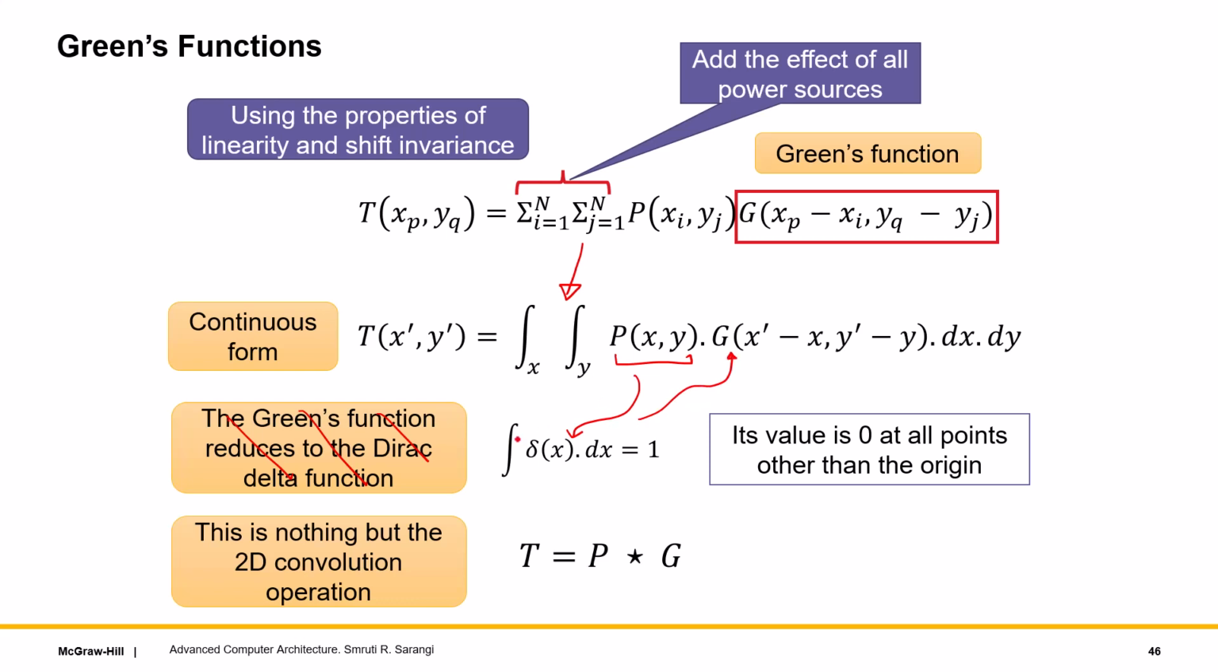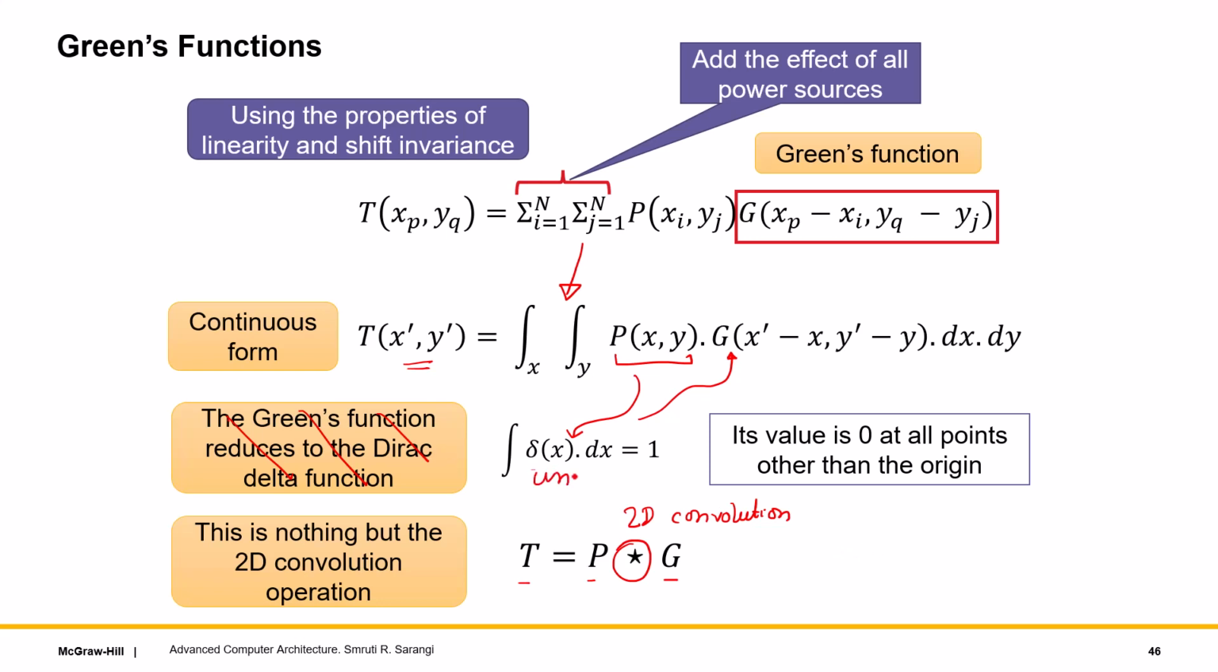So this is the Green's function. This equation over here can be replaced as T is equal to P convolved with G. This is a 2D convolution, a convolution operator, where P is the power profile, which is defined as what we just discussed. And the Green's function is defined as the temperature profile corresponding to a unit impulse power source.